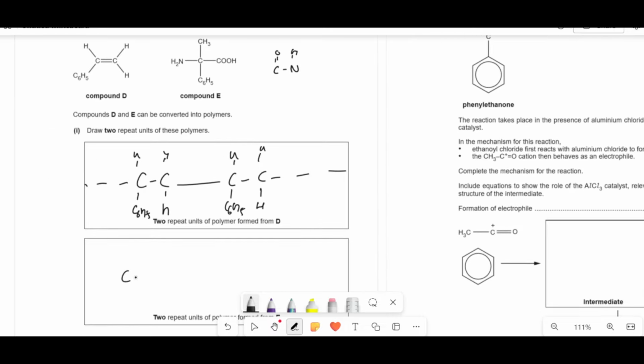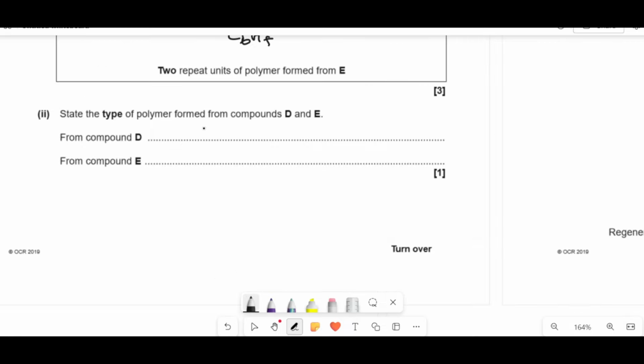You're going to have a C double bond O and H, and then the next one, CCH3, C6H5, then a C double bond O, that's open like that, and then on this end, it's going to be an N, an H, and it's open like that, there you go. Then it says state the type of polymer formed from compounds D and E. So D is an addition polymer, or you could say polyalkene, and E is a condensation polymer, or you could say it's a polyamide.